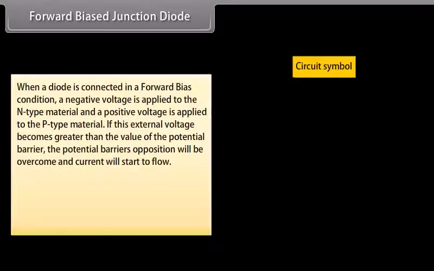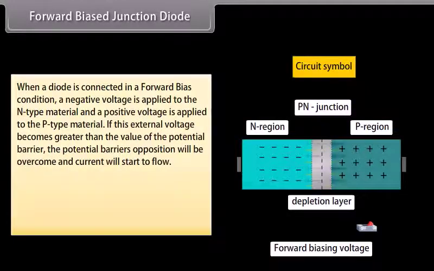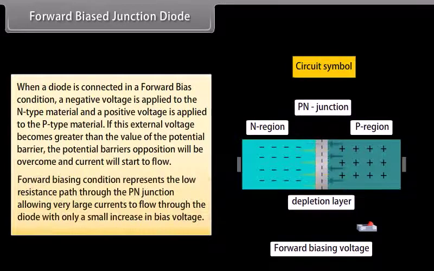Forward-biased junction diode. When a diode is connected in a forward bias condition, a negative voltage is applied to the N-type material and a positive voltage is applied to the P-type material. If this external voltage becomes greater than the value of the potential barrier, the potential barrier's opposition will be overcome and current will start to flow. Forward biasing condition represents the low resistance path through the PN junction, allowing very large currents to flow through the diode with only a small increase in bias voltage.